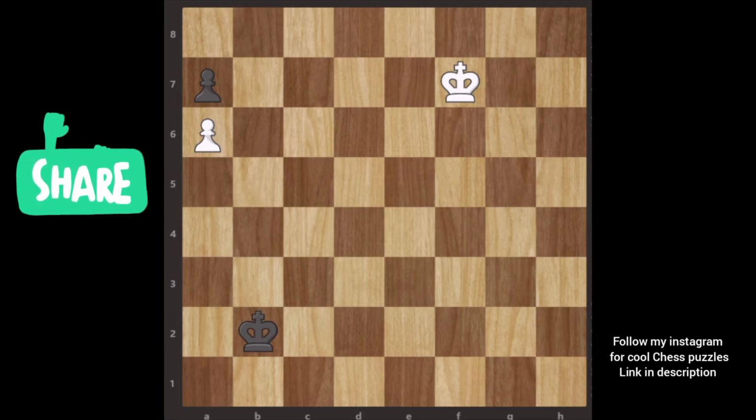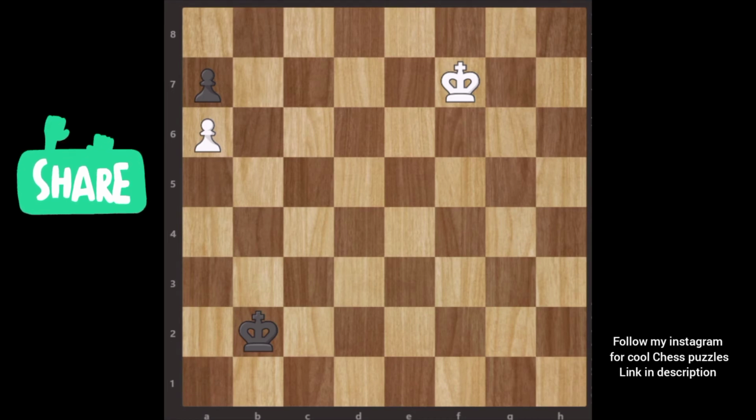Now here, if you analyze with any engine, it will show a winning position for white. But here it is very difficult for white to find the perfect moves. But if you know this concept of chess geometry, you will easily be able to find them. Let me show you how.